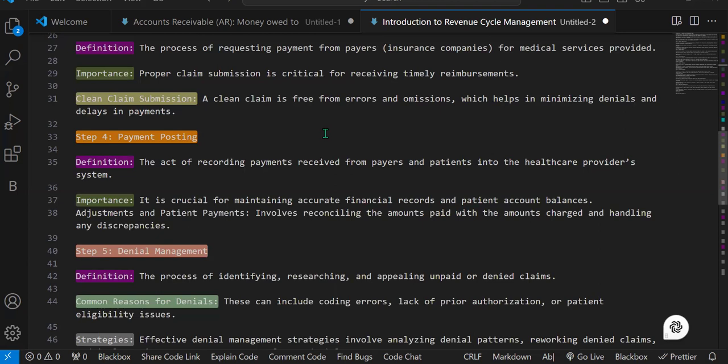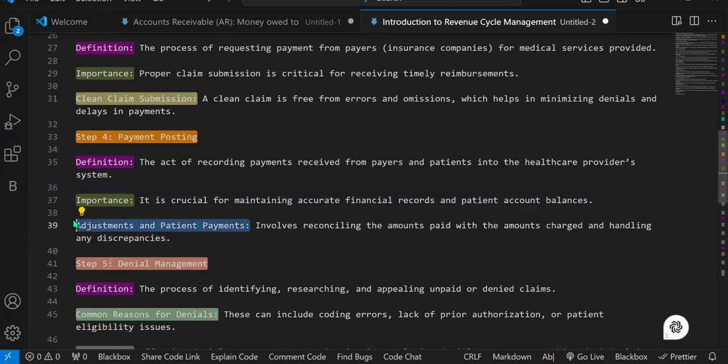from payers. Payers means what? Payers are nothing but insurance companies and patients, recorded into the healthcare provider's system. Importance: it is crucial for maintaining accurate financial records and patient account balances.